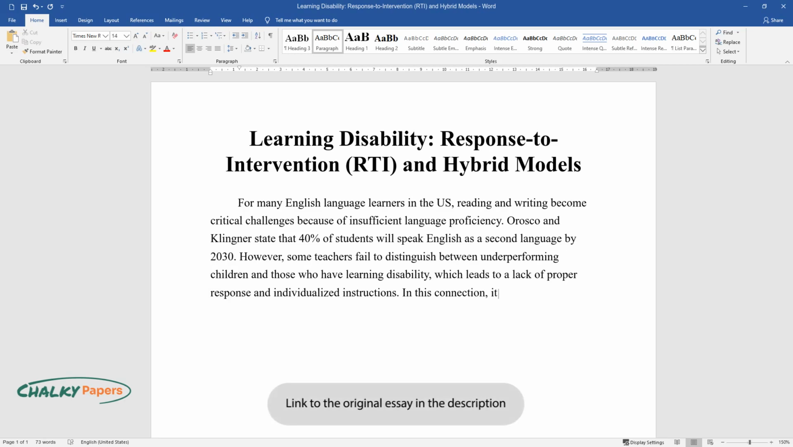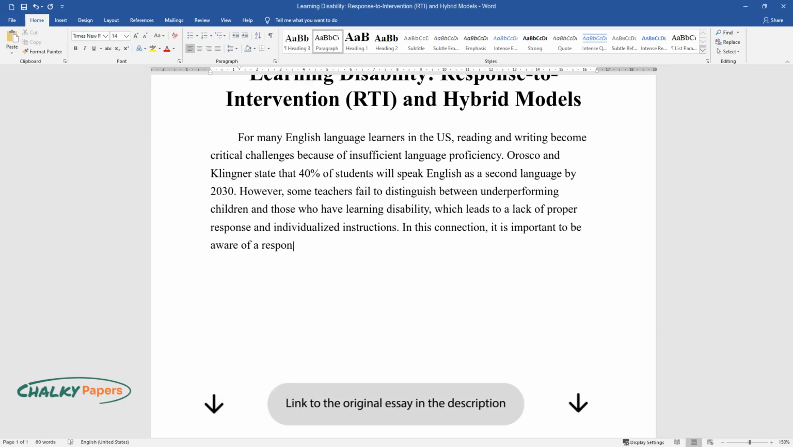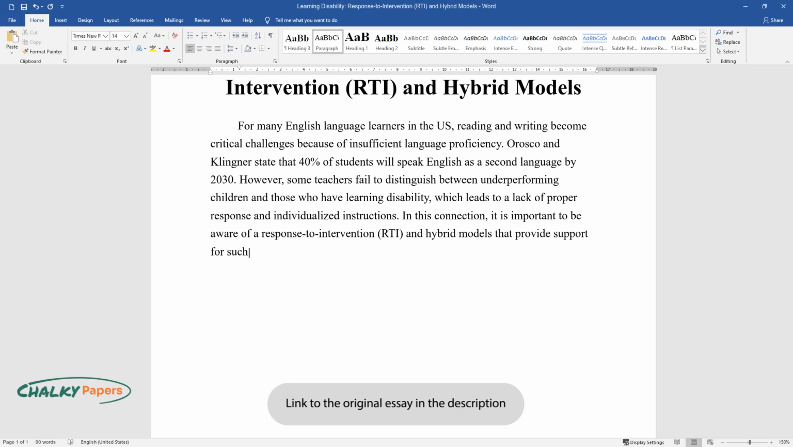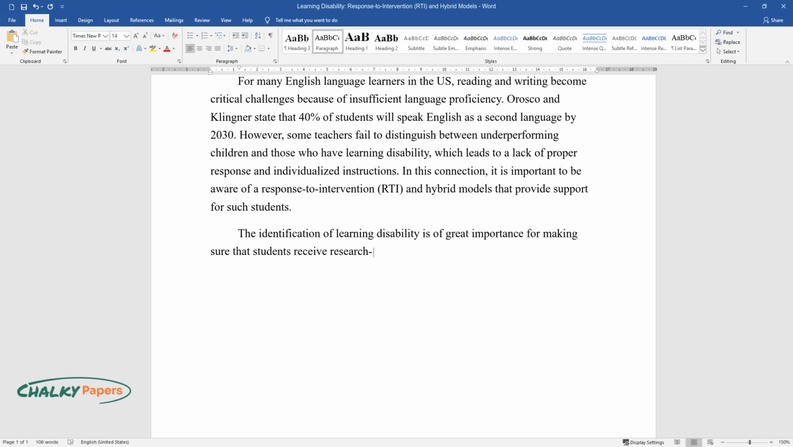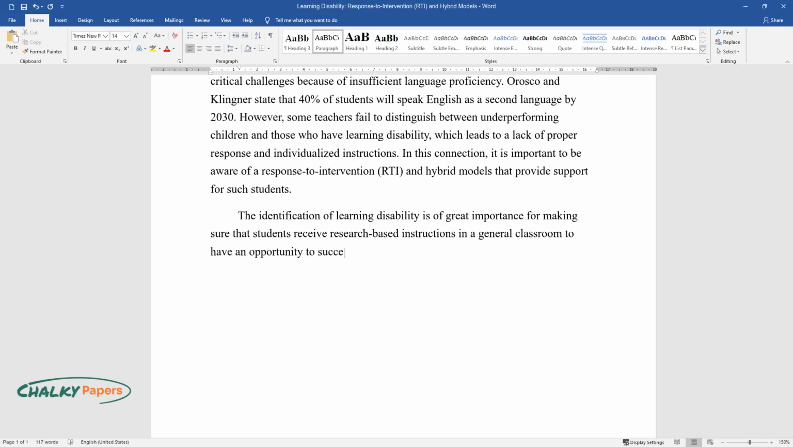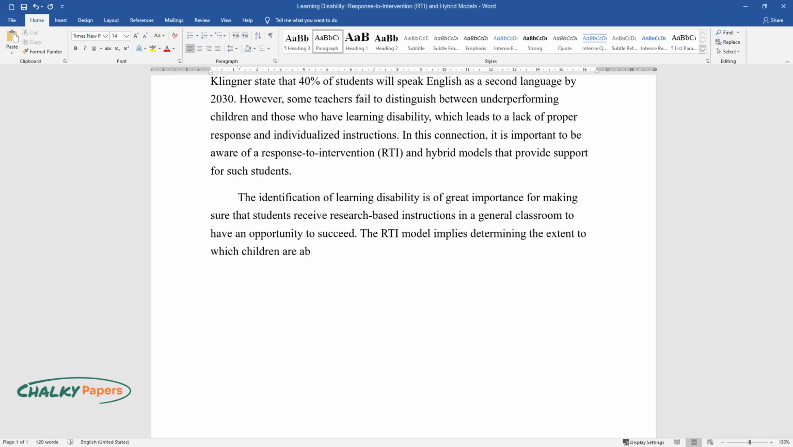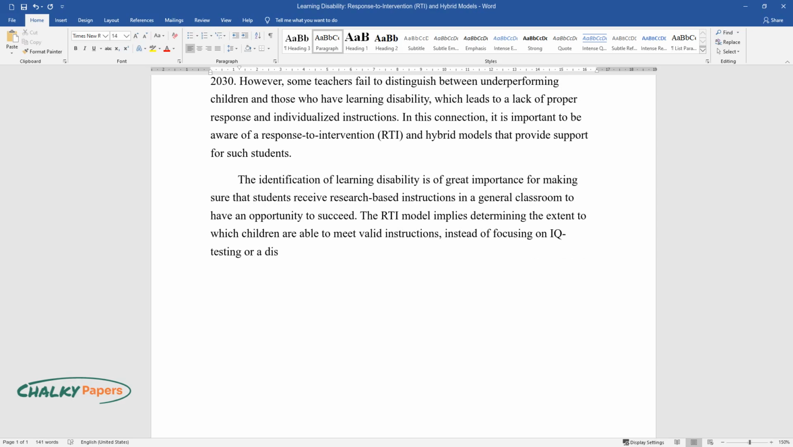In this connection, it is important to be aware of a response to intervention, RTI, and hybrid models that provide support for such students. The identification of learning disability is of great importance for making sure that students receive research-based instructions in a general classroom to have an opportunity to succeed. The RTI model implies determining the extent to which children are able to meet valid instructions, instead of focusing on IQ testing or a discrepancy model.